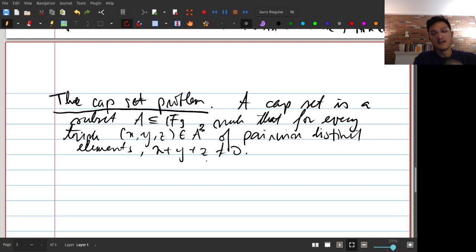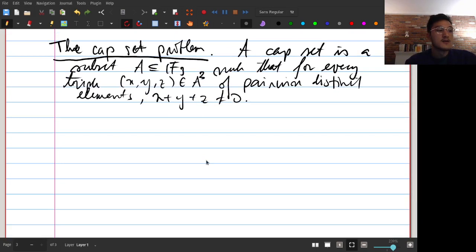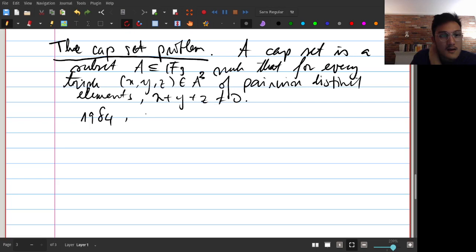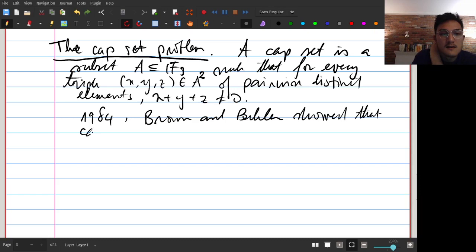Okay, so you don't have any three different elements that add up to 0. And that's kind of the same as arithmetic progressions in F3. Okay, so a bit of history: in 1984, Brown and Buhler showed that cap sets have zero density. Okay, so what exactly did that say?